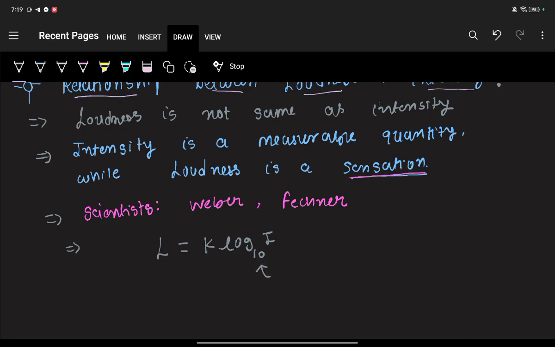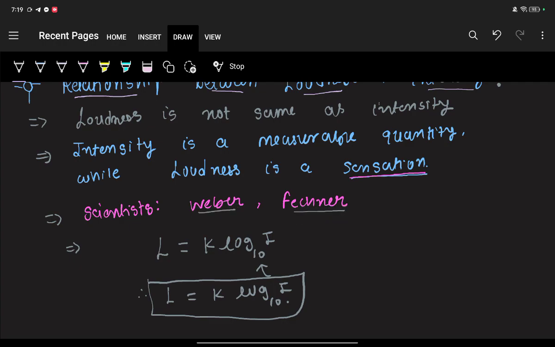Here the base of log is 10. It is pronounced as K log I to the base 10. So this is the relationship between loudness and intensity. Again, loudness is not the same as intensity, because intensity is a measurable quantity while loudness is a sensation. So there were these two scientists, Weber and Fechner.